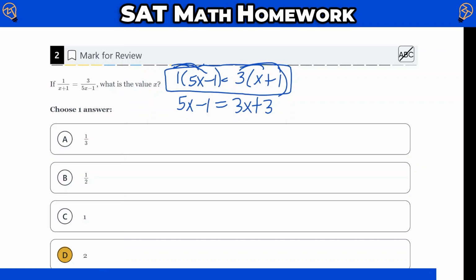However, we could just do it by hand because it is pretty easy. So we'll get the x's to one side by subtracting the 3x. We'll add the 1 to the other side, divide both sides by 2, and we get the correct answer is D. But Desmos was a pretty neat way to do it as well.